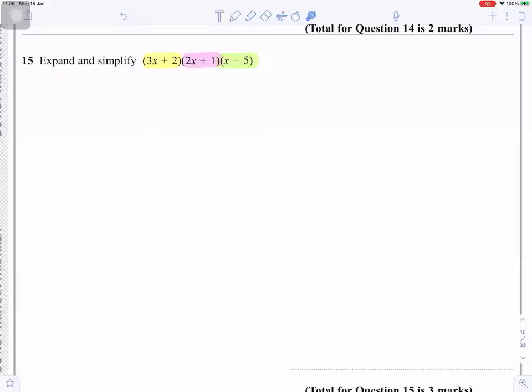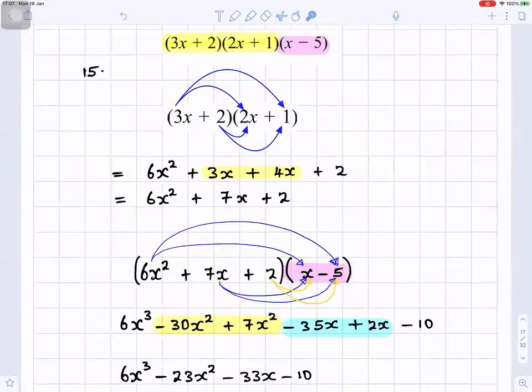Question number 15. Expand and simplify (3x + 2)(2x + 1)(x − 5). So to multiply these three binomials, I will do the first two, which I've colored in yellow, first. And then after that, I will take the answer and multiply by the third one. You can choose any two and do first. You will still get the same answer.